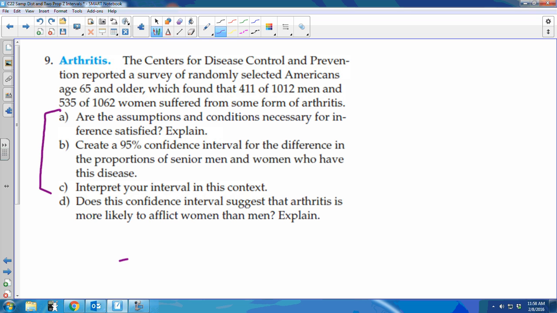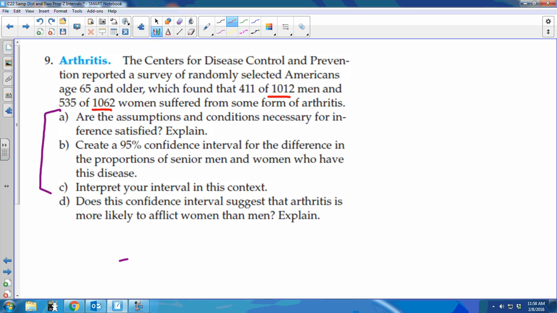So A, are the assumptions and conditions necessary for inference satisfied? Do I have to write them all down, or can we just talk about them? Excellent. Here we go. Independence. We can assume that 1,012 men are independent of each other. We can assume that 1,062 women are independent of each other. And we're going to assume that the men and the women are independent of each other. Right? That was the new part, independent groups.